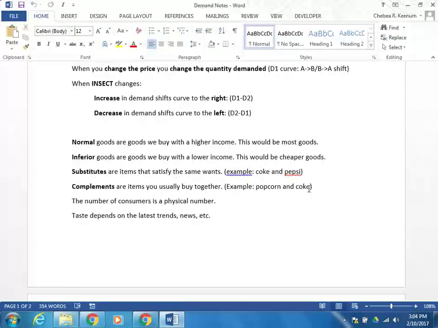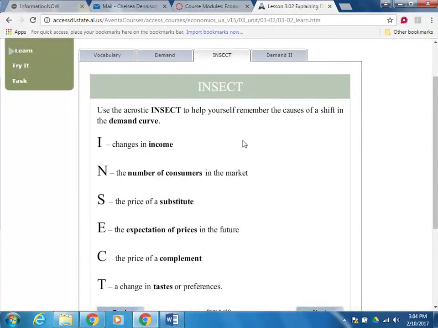Okay, and of course the number of consumers is going to be a physical number, and taste depends on the latest trends, news, what celebrities are doing, etc., etc.